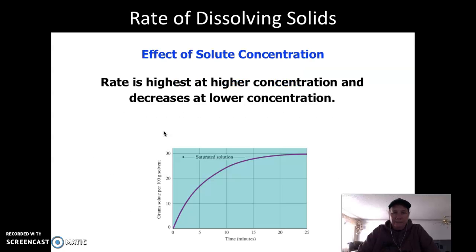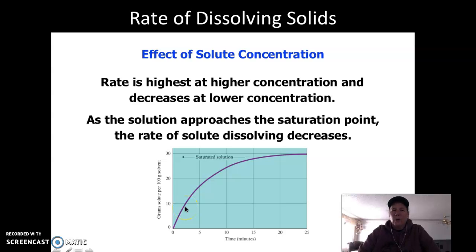And then with solute concentration, here you have the rate. The highest concentration is up here, where it's saturated. See how it doesn't change anymore? I can add more, it's not dissolving. So this increases the concentration of the solute. When you have lower concentrations down here, it's going to dissolve at a lesser rate. As the solution approaches the saturation point, it's not going to dissolve anymore. Here it's dissolving, dissolving, dissolving, and now it's not when it gets up to here. It's reached its maximum point.